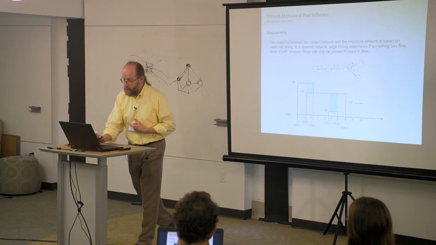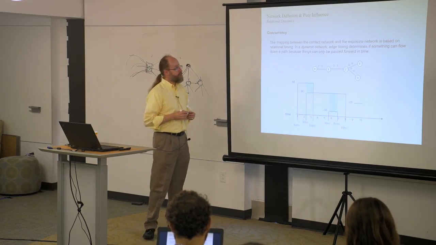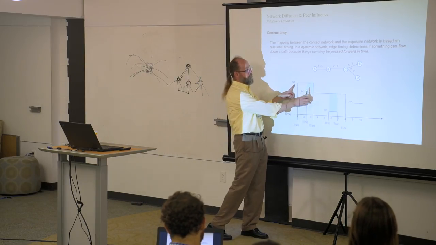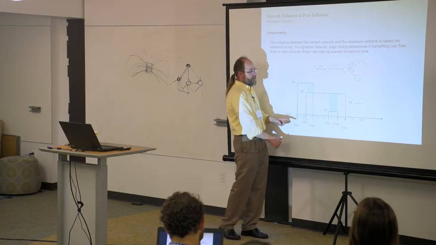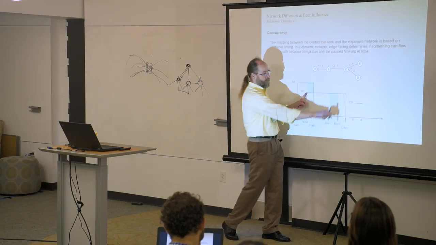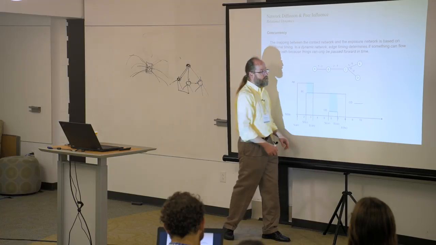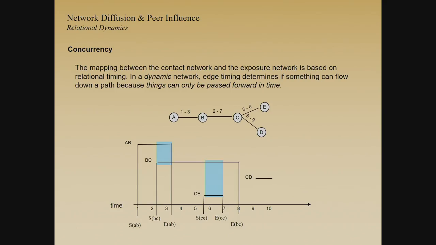And then it turns out there are a couple ways of thinking about this. And so if I imagine that the edge from A to B goes from time 1 to time 3, B to C goes from time 2 to time 8, then C to E, and so forth. So this is just a little phase diagram or space diagram of the timing of the edges on this network. We find that the concurrent edges are where they overlap in time, right? So in this case, the AB relation and the BC relation overlap between times 2 and 3, right? And so they're concurrent for that set.